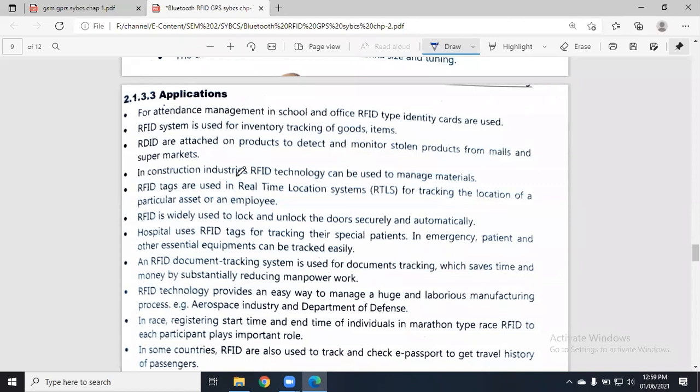In construction industries, RFID technology can be used to manage materials.